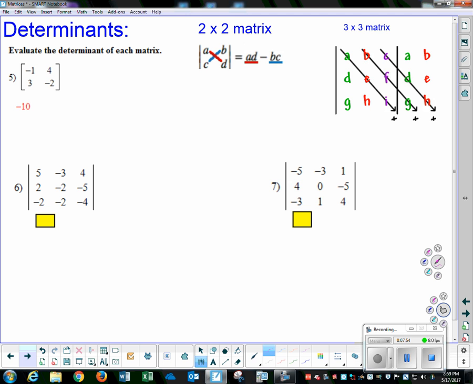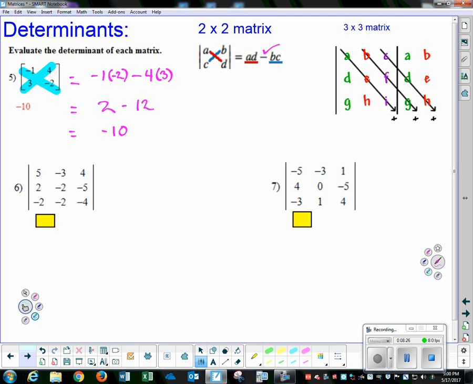We should get an answer of -10, it appears. So I'm going to take, for my determinant here, -1 times that -2. I'm working across this diagonal first, and then it is a subtraction sign, so subtract the other diagonal, which is 4 by 3. Which gives us a 2 minus 12, or a -10.